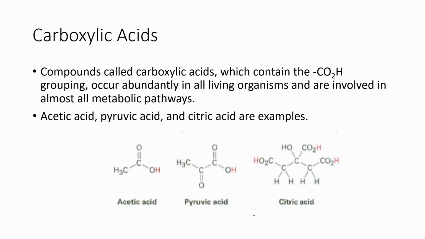So we have our carboxylic acids. Our compounds called carboxylic acids contain our carbonyl group, C or COOH if you want to see it that way. They occur abundantly in all living things and are involved in almost all metabolic pathways. You will encounter them later in your biochemistry. So you have your acetic acid, pyruvic acid, and citric acid. These are all organic acids.